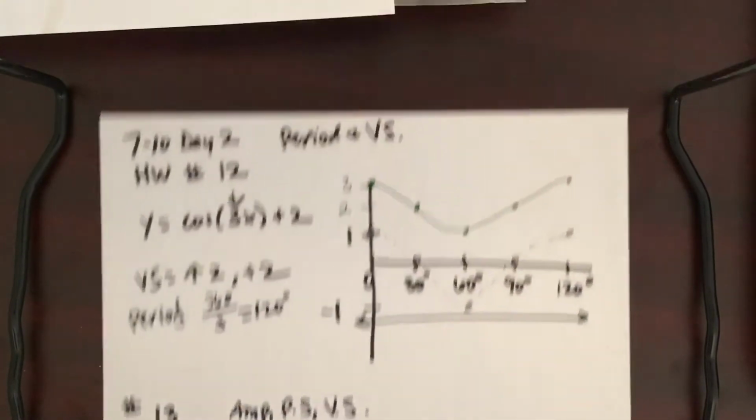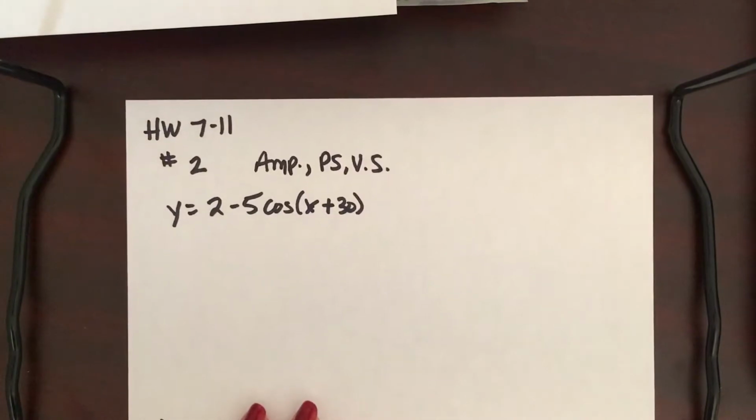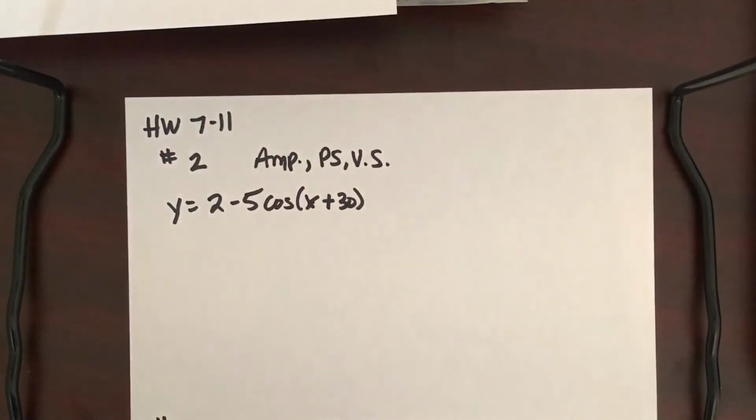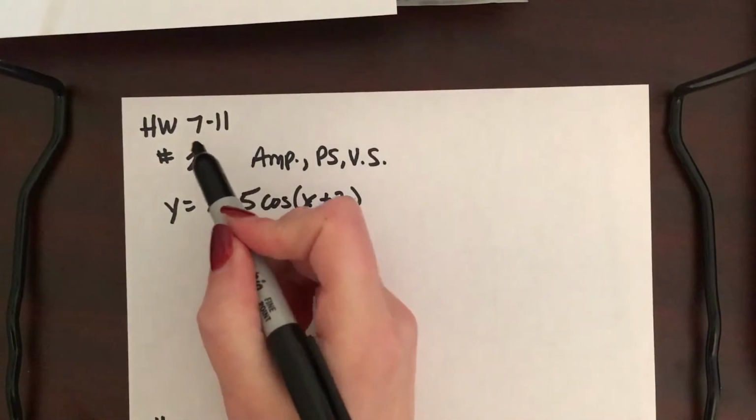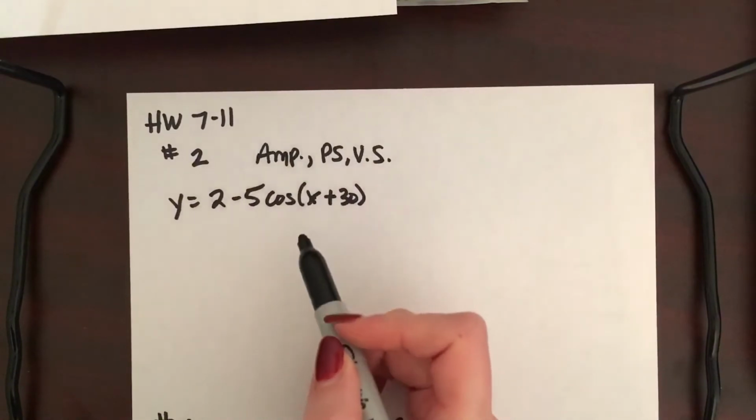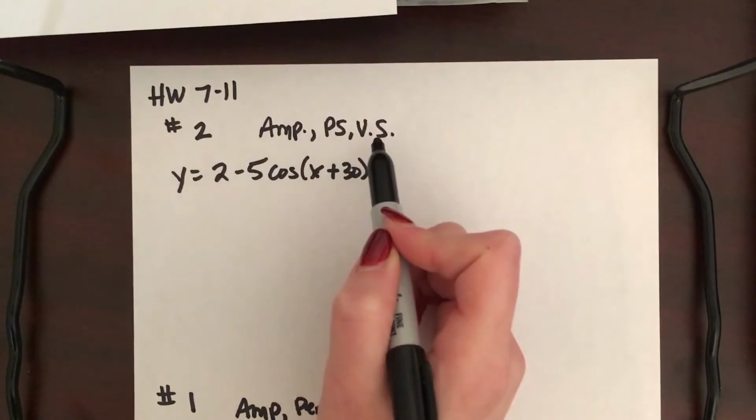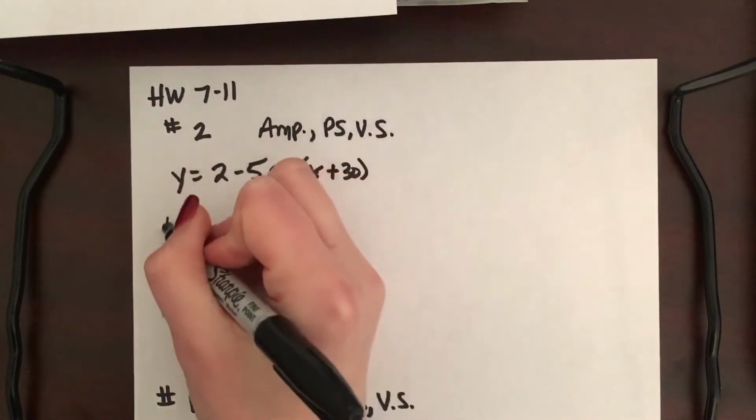So we're going to look at one more where there's just 3 things changed, and then we'll look at all 4 of them in a final video because I don't want this to be too long. So this question is from homework 7-11, and it's question number 2. So we're going to have a couple things happening here. We're going to have an amplitude change, a phase shift, and a vertical shift. So we're just identifying those first.